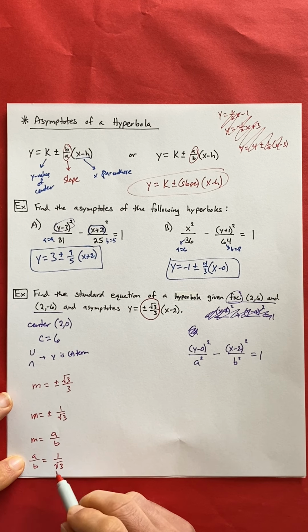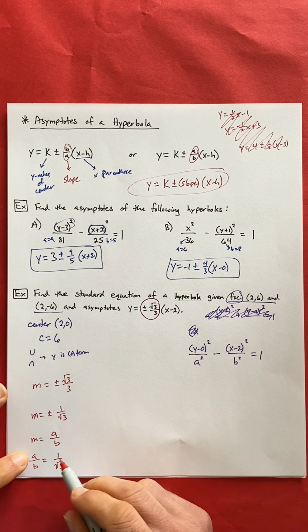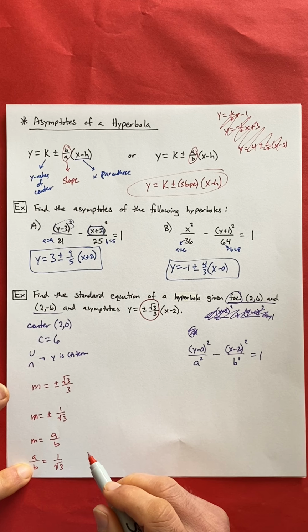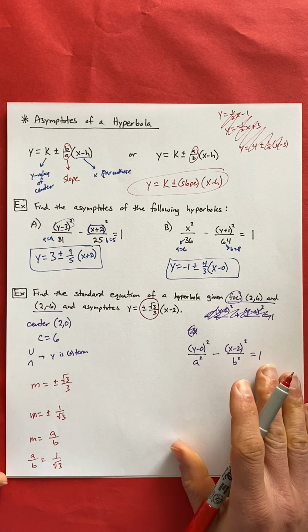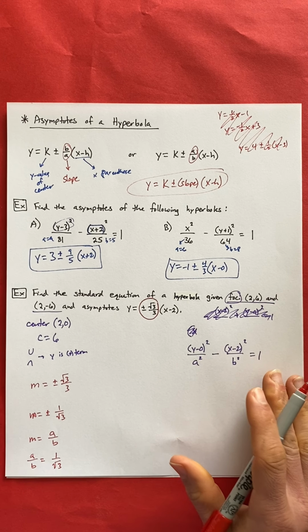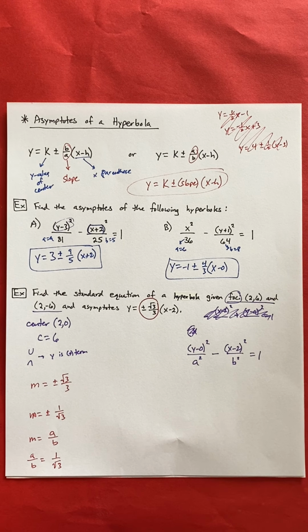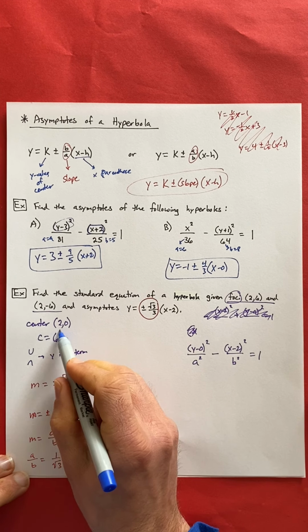I can't just assume that a is 1 and b is the square root of 3. It could be that this is 2 and this is 2 square roots of 3, or 5 and 5 square roots of 3, or -7 and -7 square roots of 3. You get the idea. So what am I going to do if I don't know? Well, here's what you do. I happen to know c.